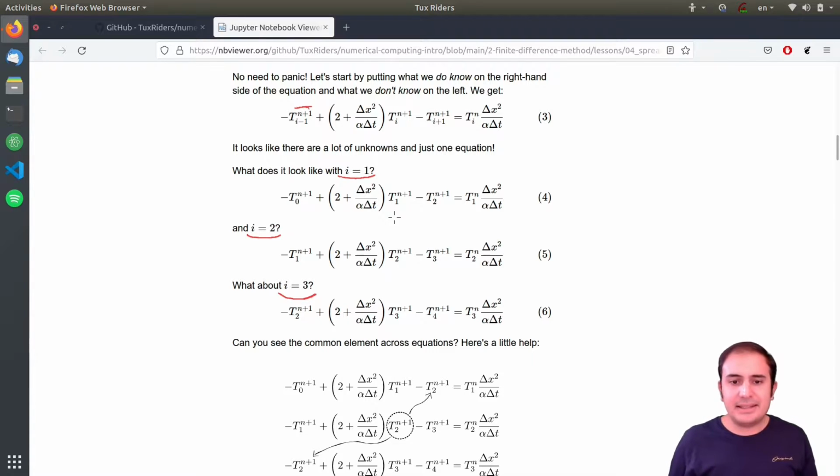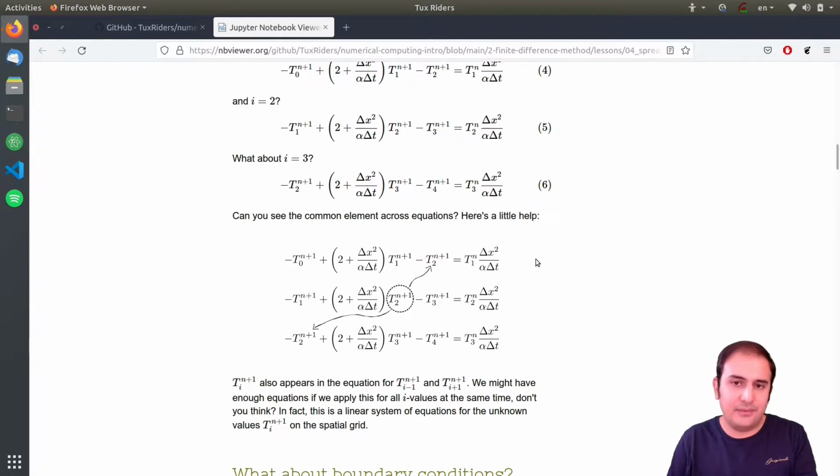By doing this, you may notice that the values of T at certain locations, at certain grid points, are repeated in several equations. I mean that for example for T n+1, if I call the previous time step n, then n+1 means the current or next time step.